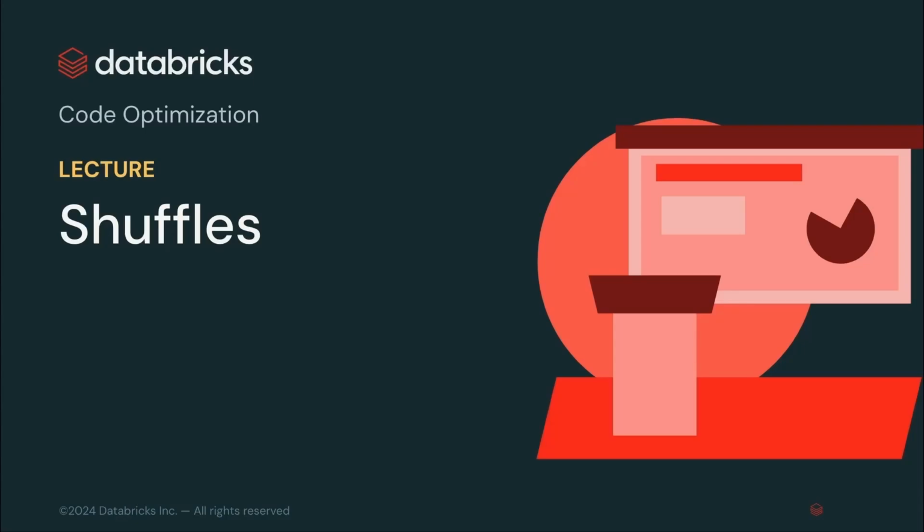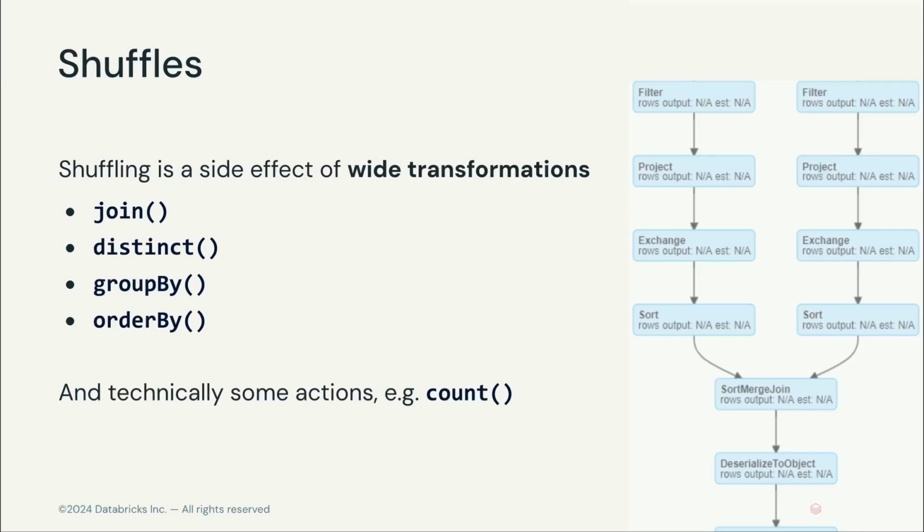Another issue that your code can cause is a shuffle. We're going to talk about what shuffles are and how you can mitigate these shuffles in this particular lesson. A shuffle is generally the result of a wide transformation, things like join, distinct, group by, and order by. They cause data to be moved around in the cloud service provider and essentially slow down your queries. And honestly, some actions can cause this as well, things like count.